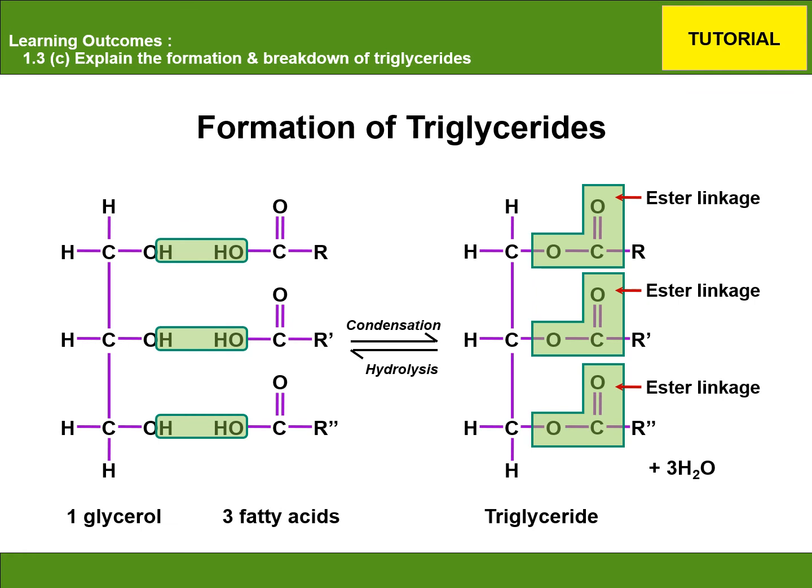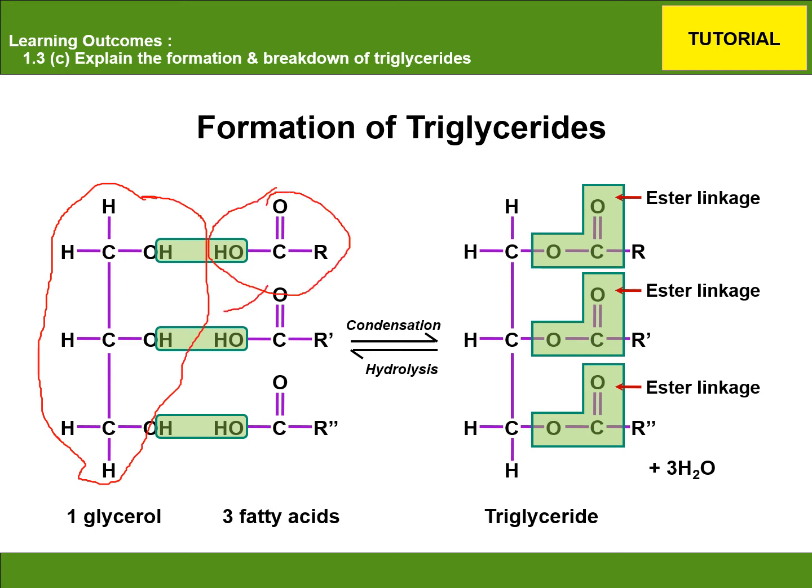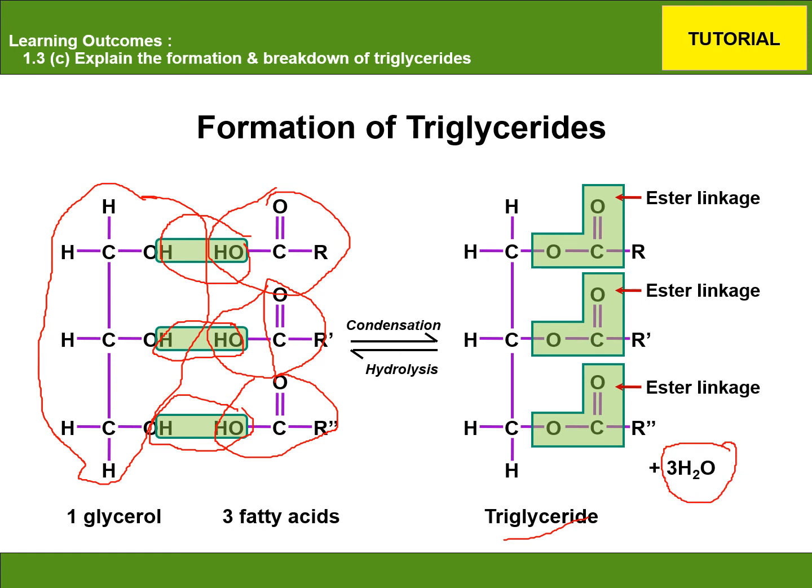Formation of triglycerides. One molecule of glycerol and 3 molecules of fatty acids undergo a condensation process, meaning the removal of water, in order to produce 1 molecule of triglyceride and 3 molecules of water. There are 3 ester linkages in the triglyceride.